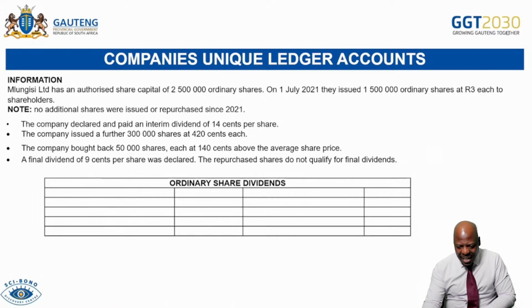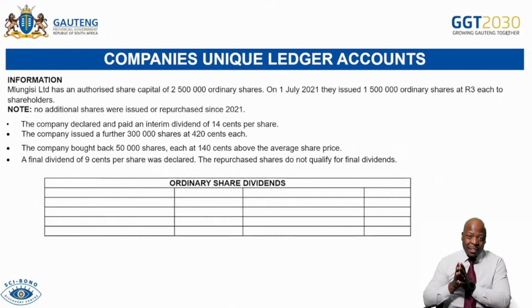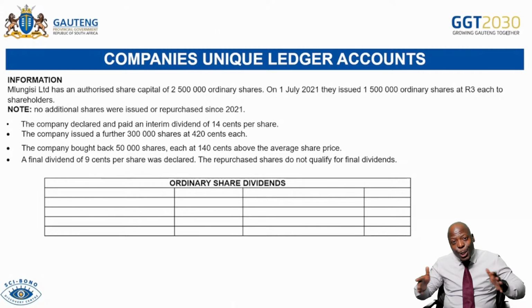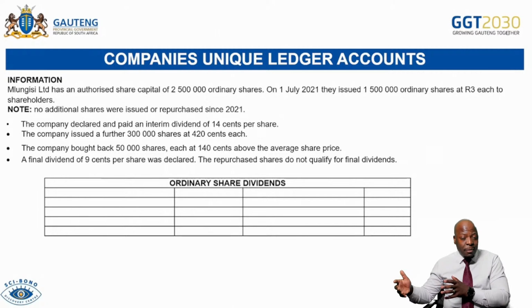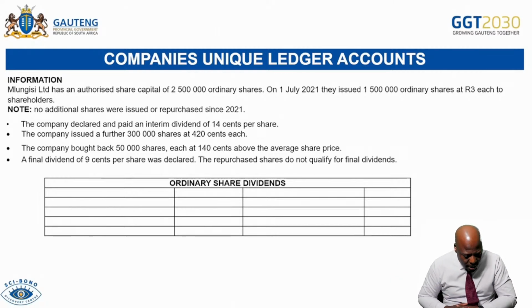dividends now. Ordinary share dividends. You remember we spoke about dividends, and we spoke about how many types of dividends? Was it one or two? Two types of dividends. I spoke about the interim paid during the financial year. I also spoke about final, declared at the end of the year, and therefore they get paid in the next financial year. Okay, so let's hear what this information is saying.